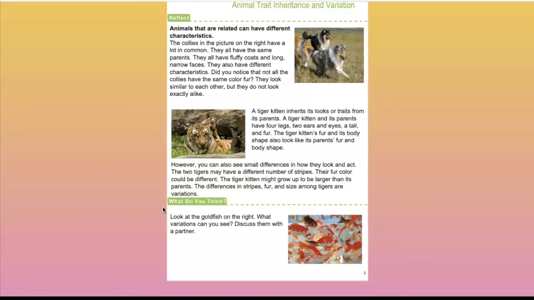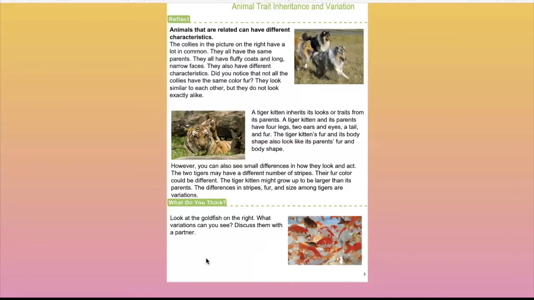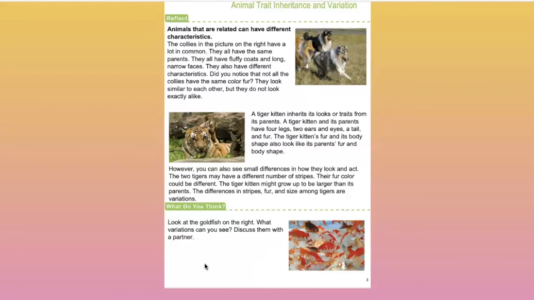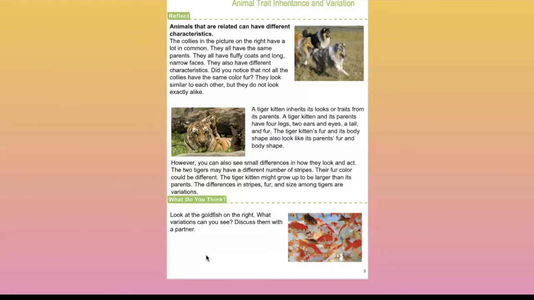What do you think? Look at the goldfish on the right. What variations can you see? Discuss them with a partner, and your partner can be anyone in your house. Remember, a variation is a difference in stripe, pattern, color, size, or shape. All right, what did you and your partner talk about?